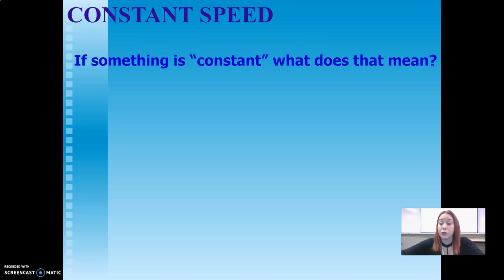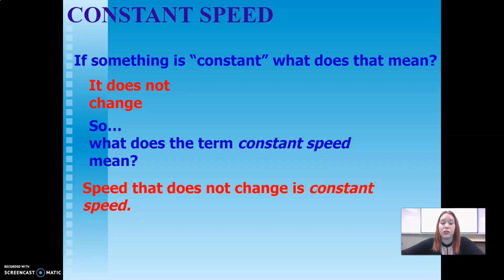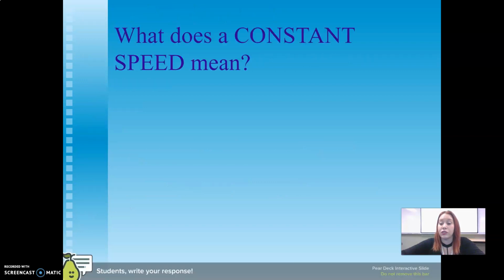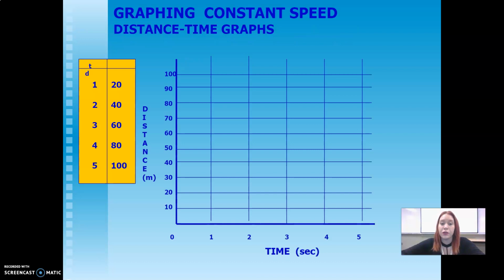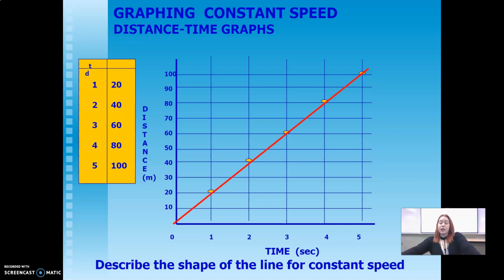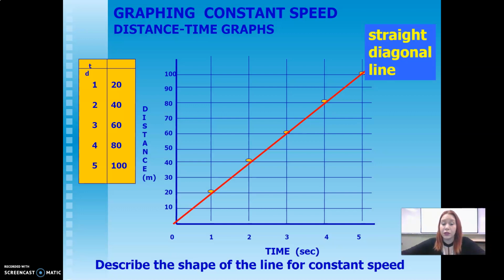So a constant speed is something you want to know the definition of. When something's constant, that means it does not change. So the term constant speed means a speed that does not change. So what does a constant speed mean? A speed that does not change. So when you are graphing a constant speed, you'll notice that the line on this graph will be a straight diagonal line. So when you look at a distance time graph and you see a straight diagonal line like this, you can tell yourself this is a constant speed.